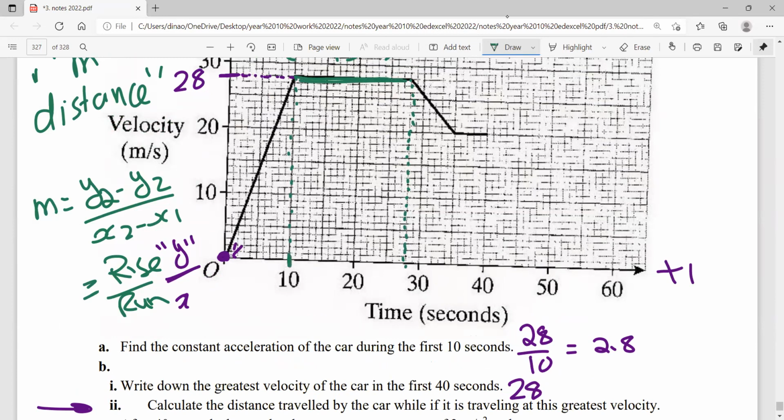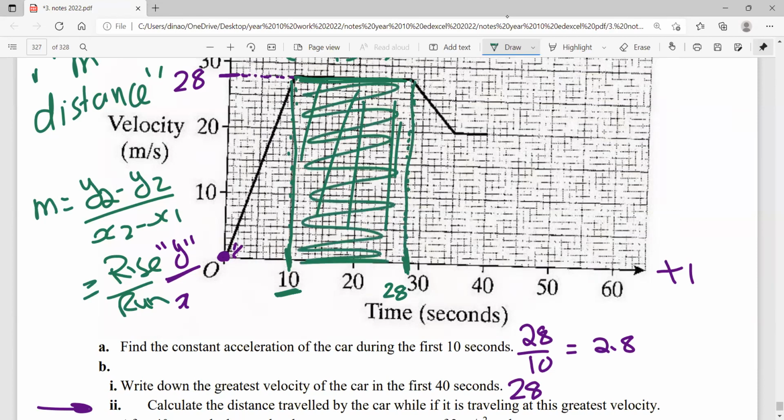Let's see how long I traveled at this speed. I start here at 10 seconds until here, which is 28 also. So I kept going at this speed for 18 seconds. It says calculate the distance traveled during these 18 seconds. That's the idea. In a velocity time graph, this area from 10 to 28 represents the distance traveled. That's what area under the curve means.